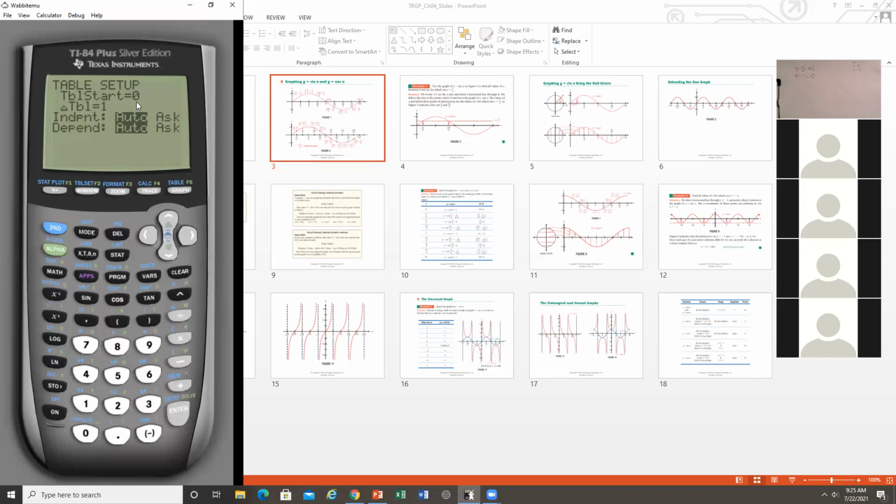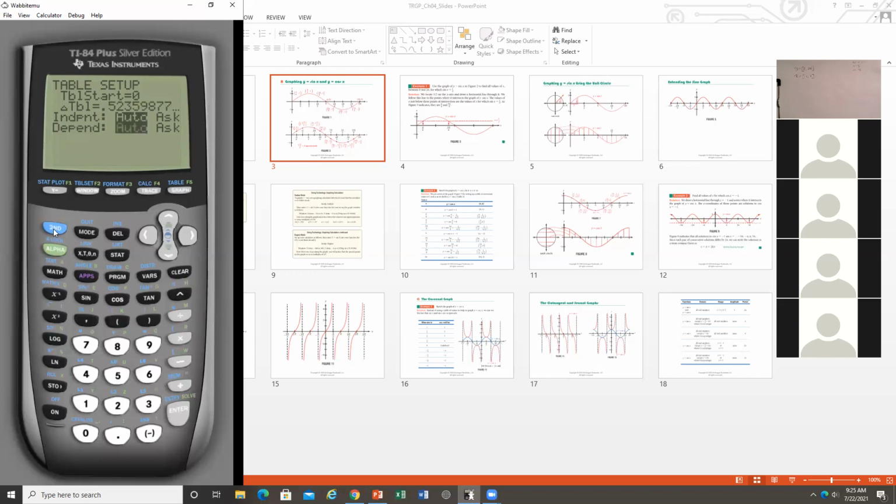We'll tell our calculator we want our x values to start at 0. We'll tell our calculator we want our x values to change by pi/6 radians. So we type in pi divided by 6 here. The change in the table values, that little triangle represents the word change in mathematics. You'll see that a lot in calculus, your first semester. The change in your x values, we want to be pi/6. Make sure your independent and dependent variables are on both auto, not ask, but auto.